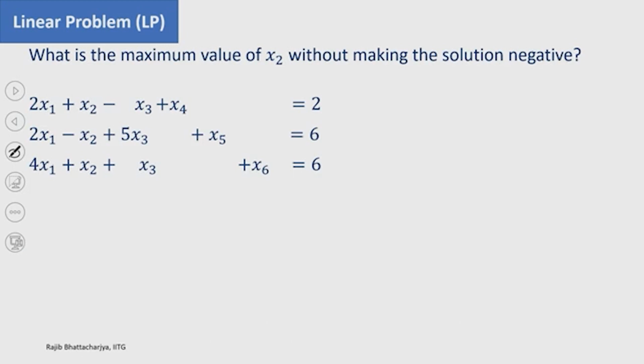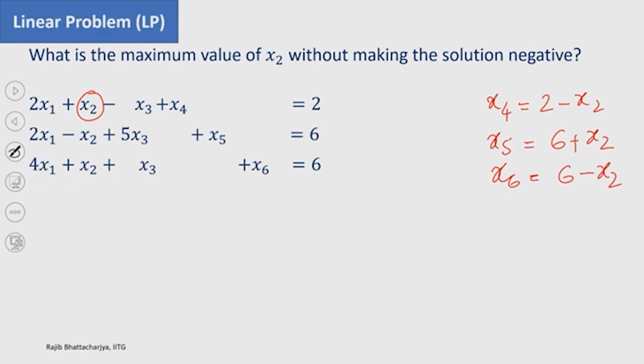Before discussing the rule, let us see this. I would like to make x 2 a pivoting element. So, what will be the value of x 4? x 4 will be equal to 2 minus x 2. Here x 5 equals 6 plus x 2, and x 6 equals 6 minus x 2. Sorry, this will be positive.